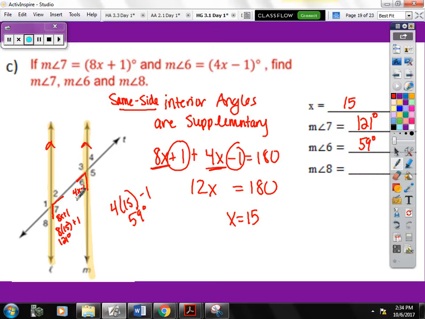Now, when they ask you for this additional angle, I would always make sure you put the angles in your picture to help you. Angle 8, 2 ways to notice it. We could do a linear pair here with 7 and 8. These would be supplementary or add to 180. Or if you notice, angle 8 and angle 6 are in the same relative location. This is in the bottom left-hand corner, and this is in the bottom left-hand corner. So those would be corresponding. We know corresponding angles are congruent. So that we could do.